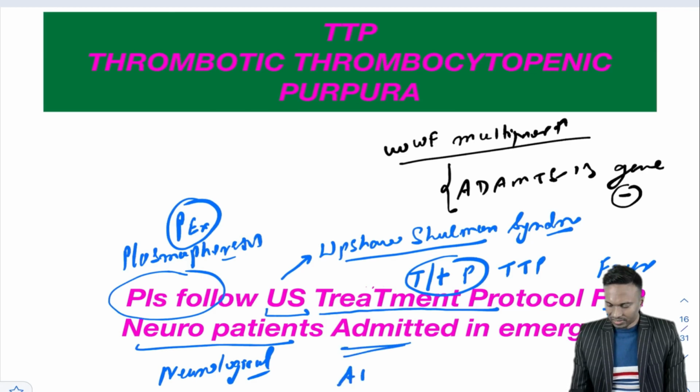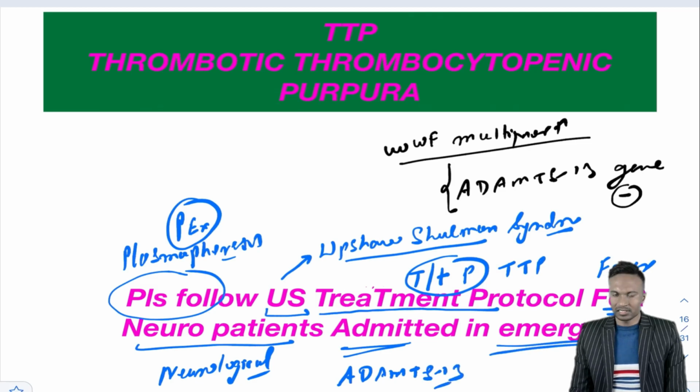Admitted stands for ADAMTS13. It is emergency, right? TTP is an emergency. You need to go for plasmapheresis. So these simple mnemonics will help you memorize all the related things to TTP. So again, please follow US treatment protocol for neuro patients admitted in emergency. Please follow plasmapheresis, US Upshaw-Schulman syndrome, treatment TT, then protocol TTP. So this mnemonic is related to TTP.